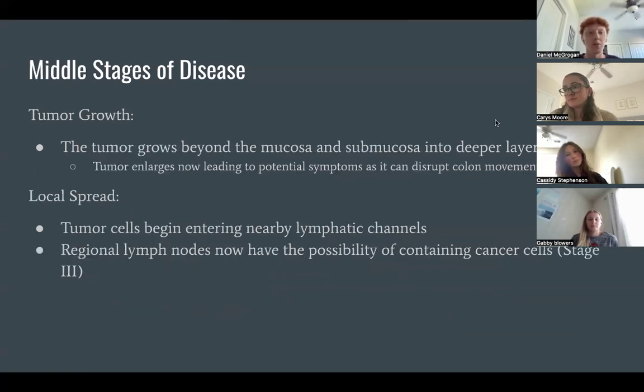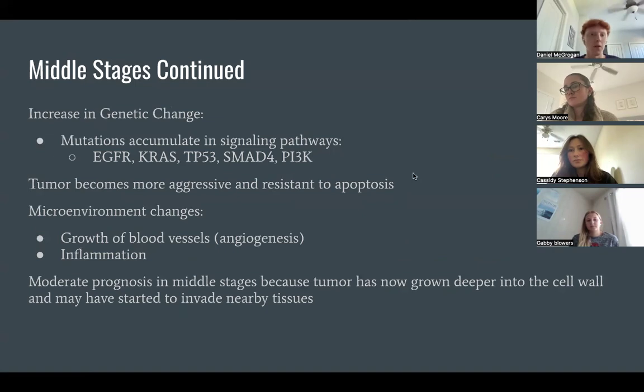Middle stages: the tumor grows beyond the mucosa and submucosa into deeper layers, and this tumor enlarges and can now lead to potential symptoms that disrupt colon movement. Local spread: it begins entering nearby lymphatic channels, and these regional lymph nodes now have the possibility of containing cancer cells. There is an increase in genetic change throughout the middle stage, including mutations that accumulate in signaling pathways such as EGFR, KRAS, TP53, SMAD4, and PI3K. The tumor becomes more aggressive here and resistant to apoptosis, and the microenvironment changes include inflammation and growth of blood vessels.